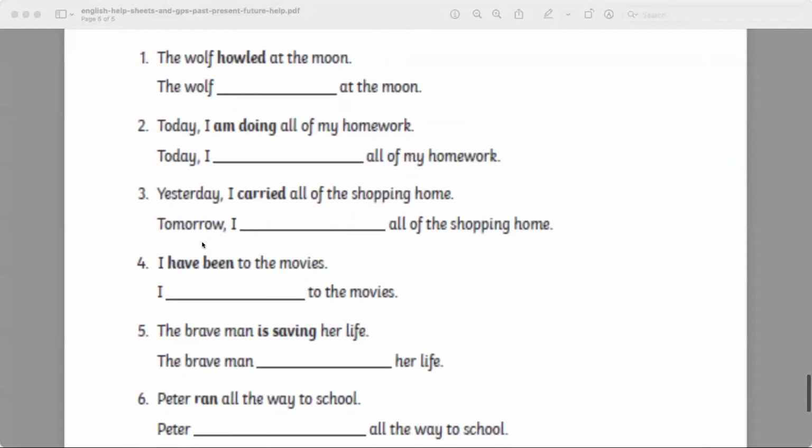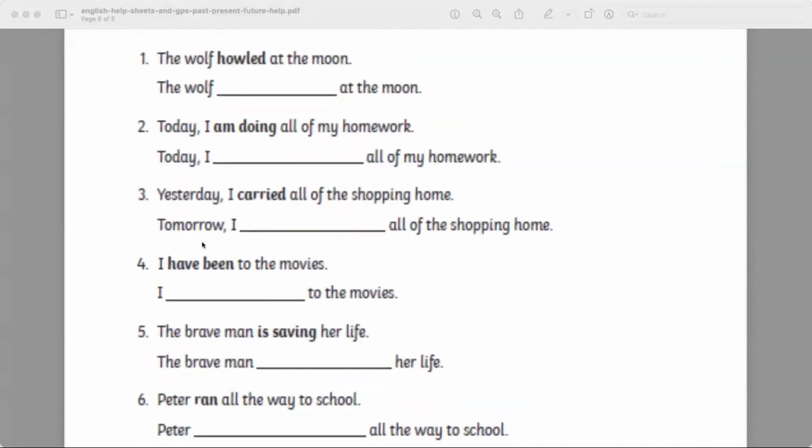Okay, future tense. So the wolf howled at the moon. How will that change? So this is in the past tense. Howled is in the past tense. That has happened already. How will you change that to the future tense? Anyone? Glory?